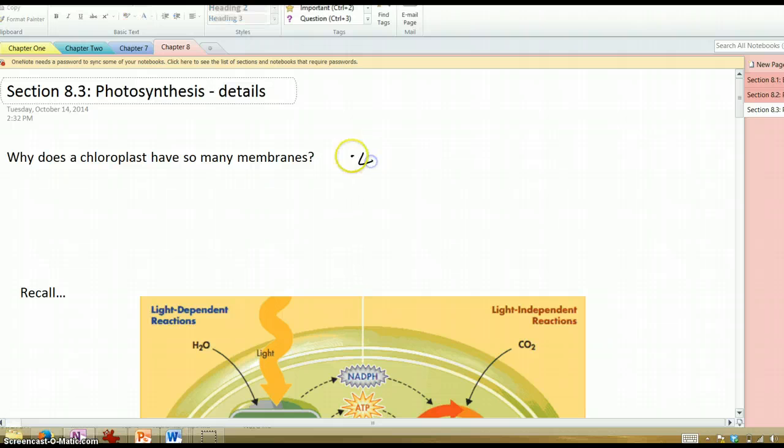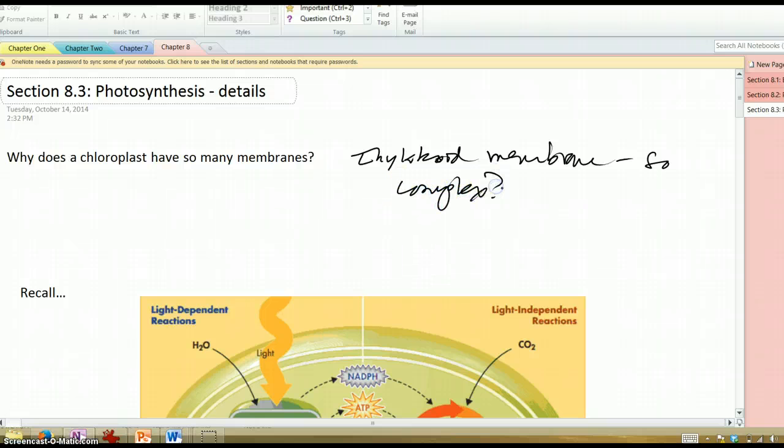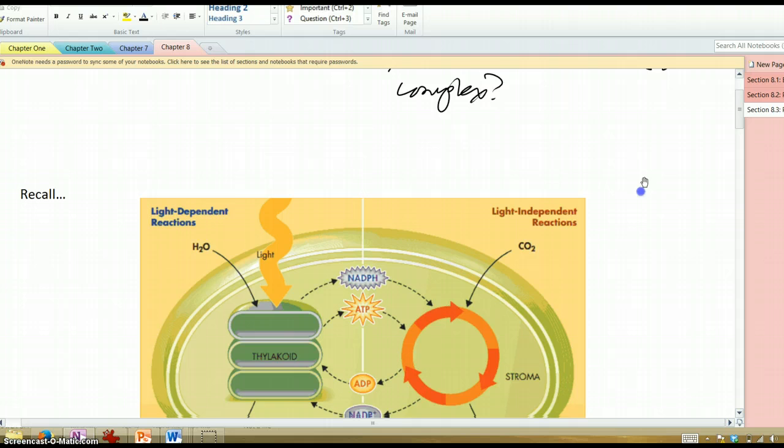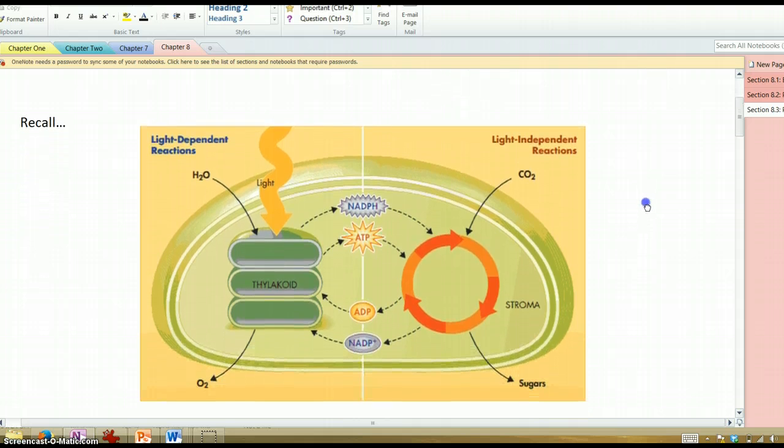Or, in other words, why is the thylakoid membrane, the one on the inside of the chloroplast, so complex? Why is there so much of that thylakoid membrane?